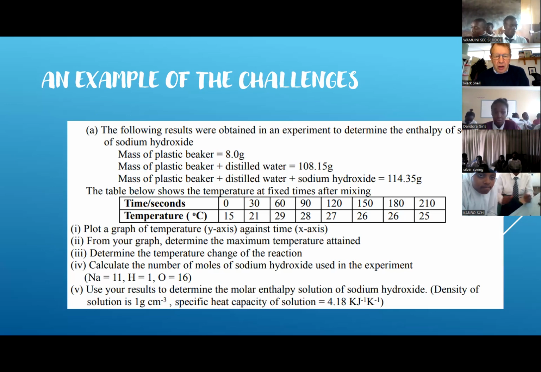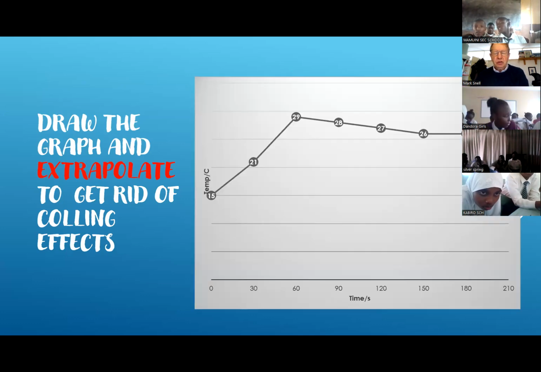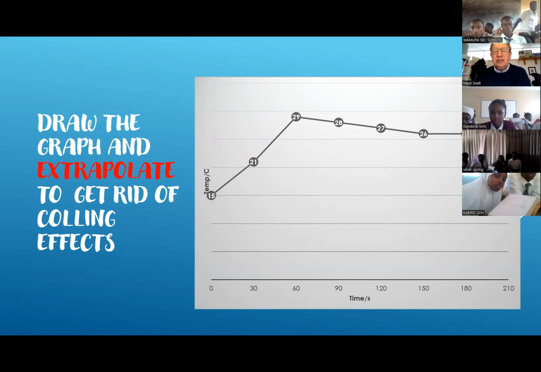Firstly, it says draw the graph, and then you have to remember to extrapolate, which works out what would have been the temperature if it was not cooled down by the air. So you draw the graph. I did it with Excel, so it's not a very nice graph. You might get marked down because it's not very good. The point is that it goes up from 15 up to 29, but it only goes up to 29, and it should have gone higher.